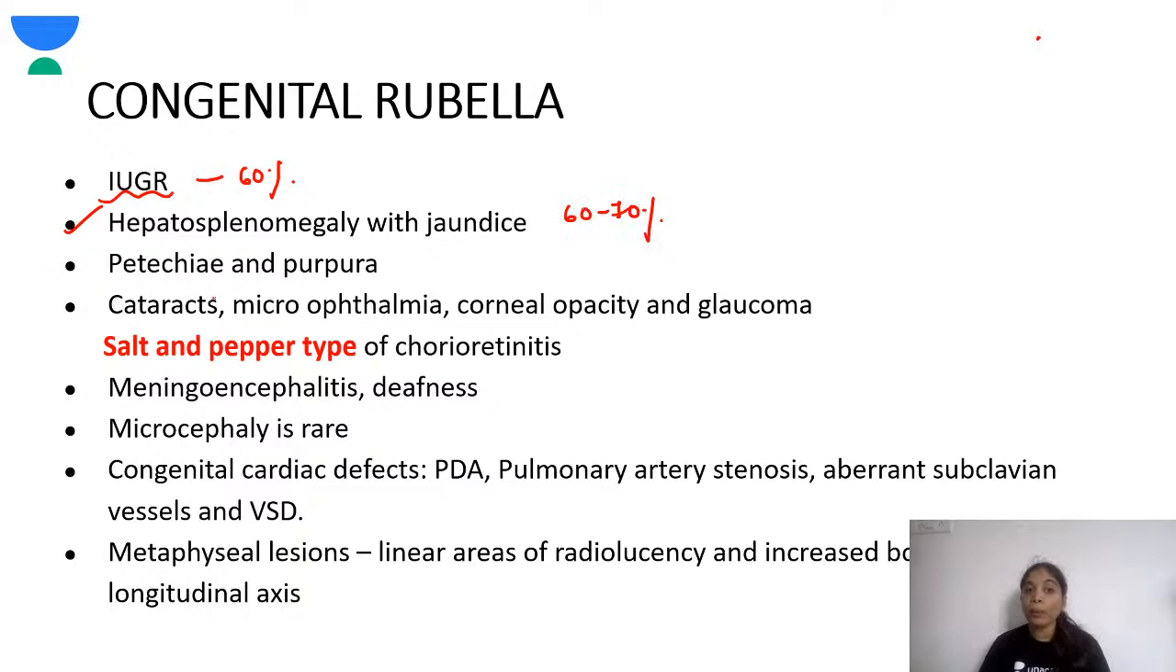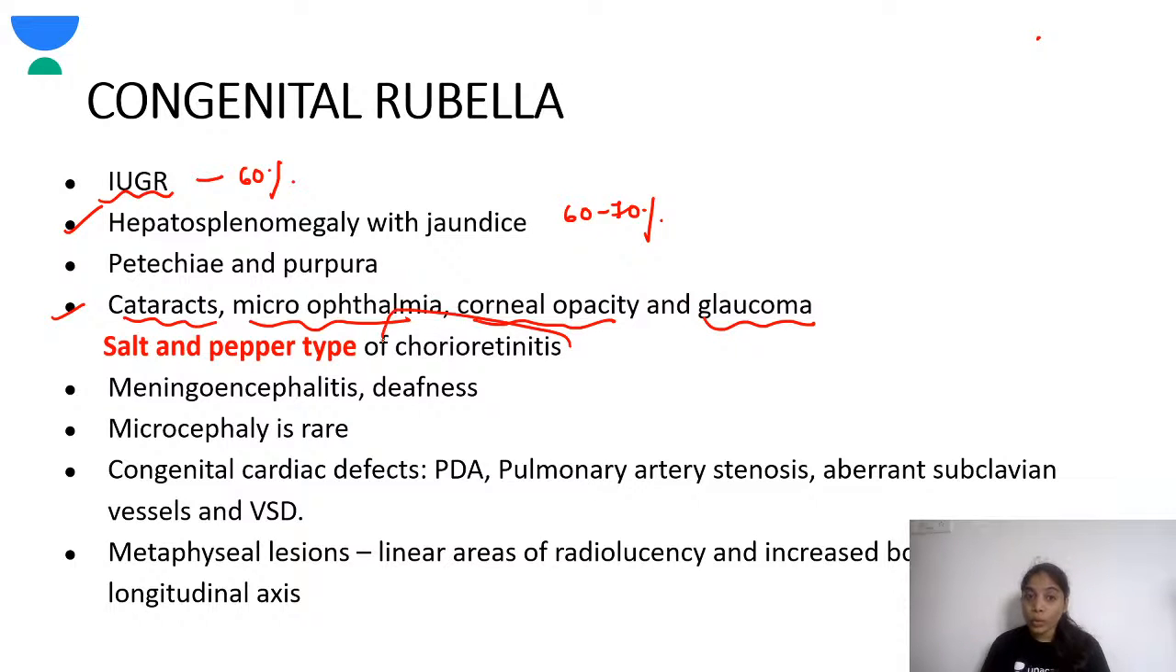There also could be petechiae and purpura. As I've told you, IUGR, hepatosplenomegaly, and petechiae and purpura are very common in intrauterine infection. Next come the ophthalmologic features. In rubella children, cataracts, microphthalmia, corneal opacity, and glaucoma can be there.